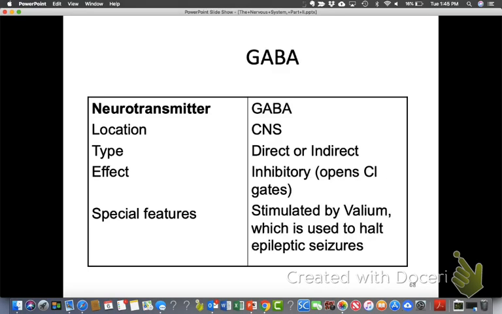GABA is gamma aminobutyric acid. It always opens chloride gates, so it's always inhibitory. Stimulated by Valium, it's used to halt epileptic seizures. I just read an article this morning suggesting that taking a GABA supplement might reduce anxiety, but it cannot cross the blood-brain barrier. So there are other food supplements or herbal supplements that people take to try to increase the amount of GABA in their central nervous system, but I have no idea how effective that really is.